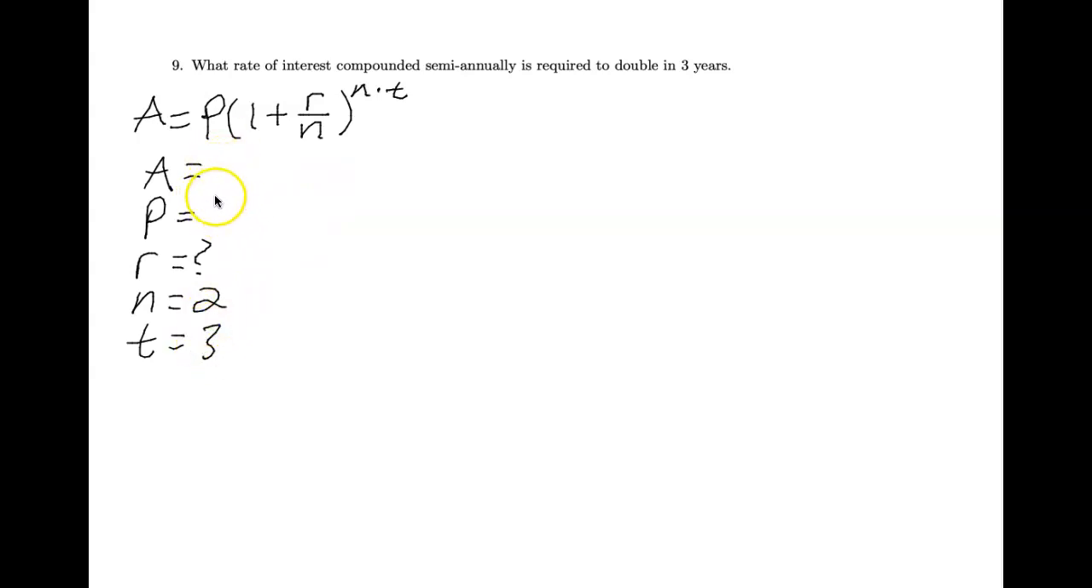If we're doubling, then let's let P be whatever initial amount it starts at, and then the amount will be 2 times that initial amount. Plugging everything in, we'll have 2P equals P times (1 plus r over 2) to the nt, 2 times 3.